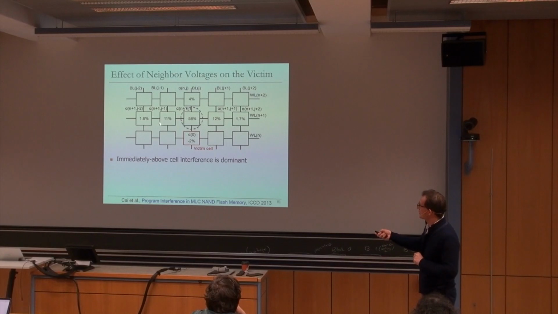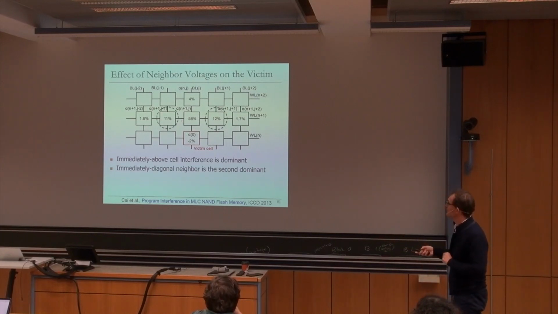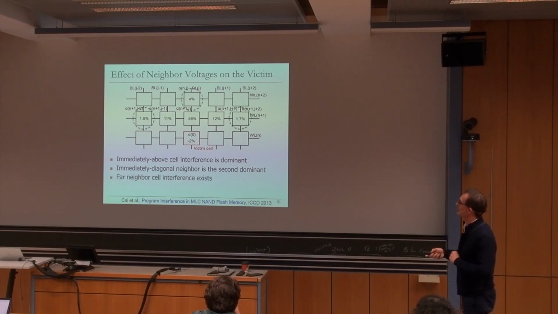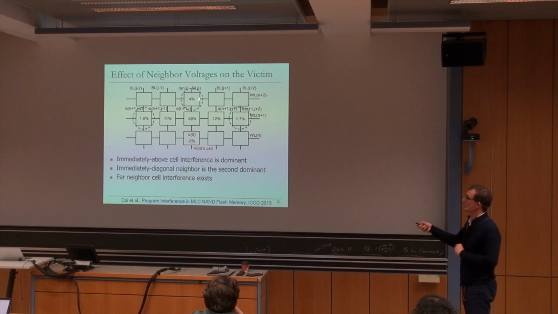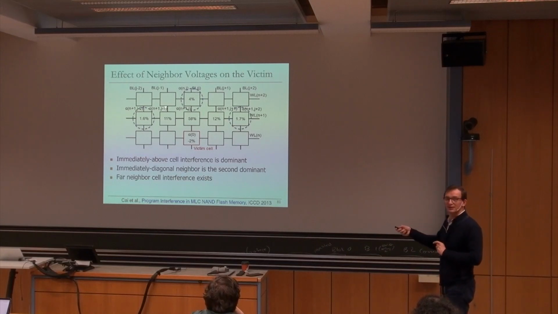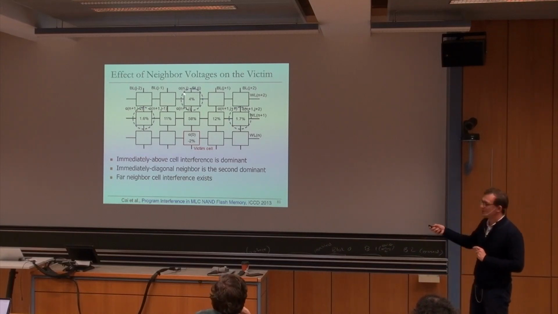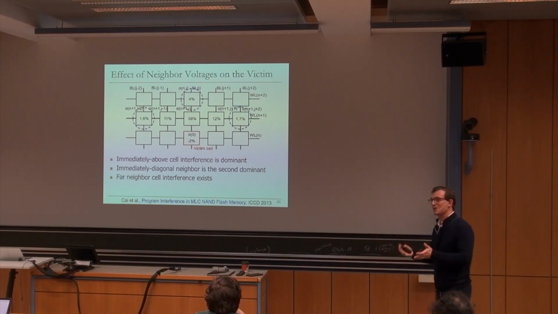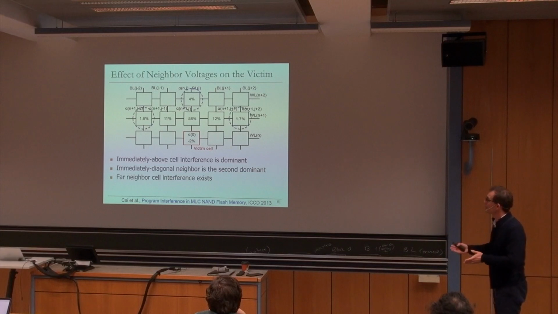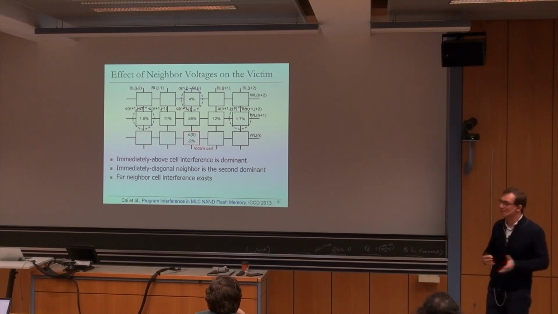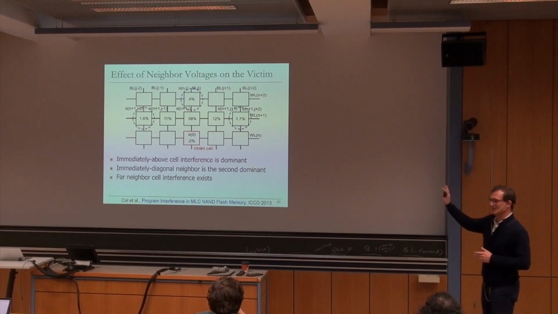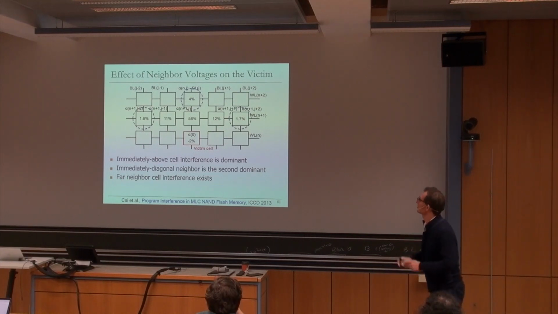And you can see that other cells are important also. The immediately diagonal neighbor cells are the second dominant cells. Even far away cells have an effect. Actually, the word line after the immediate neighbor has an effect in flash, and there's no reason not to expect that. That's true for DRAM also. I believe Rowhammer has a similar property, except it's not easy to measure these voltages. The beauty in flash is you can measure these voltages to some precision.